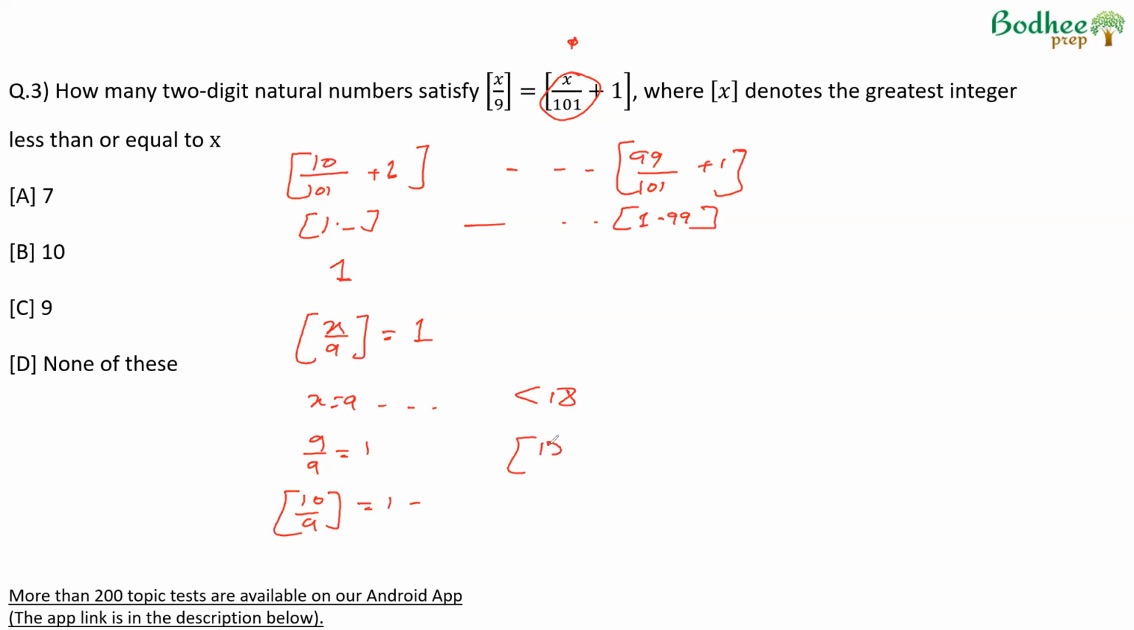The value will change when x becomes 18. In this case, we'll get the greatest integer function as 2, and from there on, a value greater than 2. Therefore, x can take any value from 9 to 17: 9, 10, 11, 12, 13, 14, 15, 16, 17. Hence, 9 values are possible, which becomes my answer.